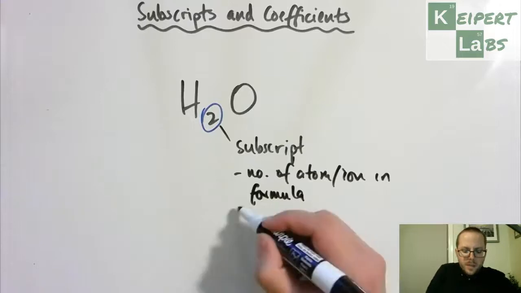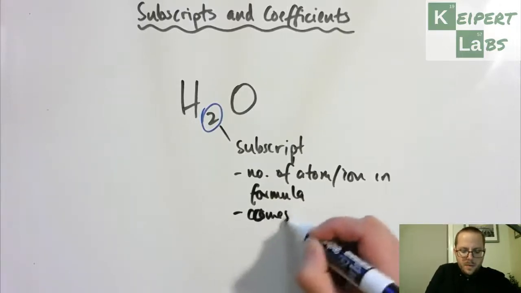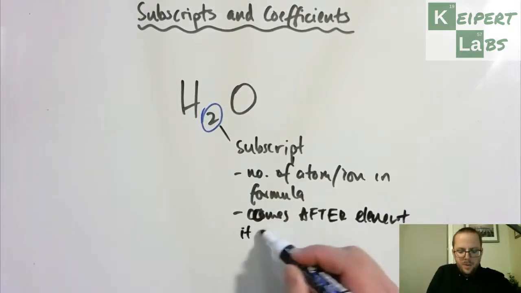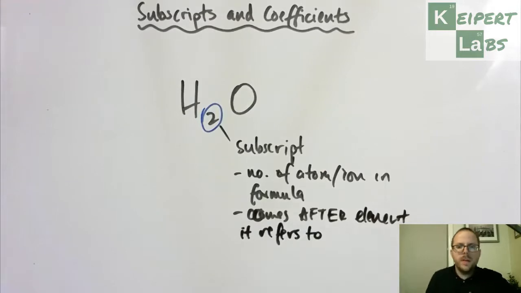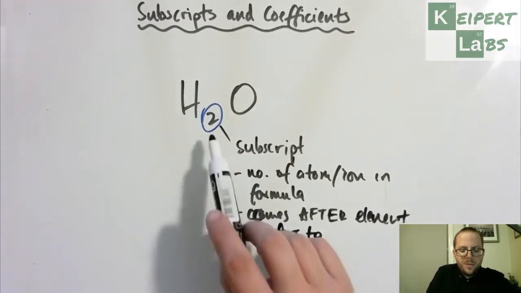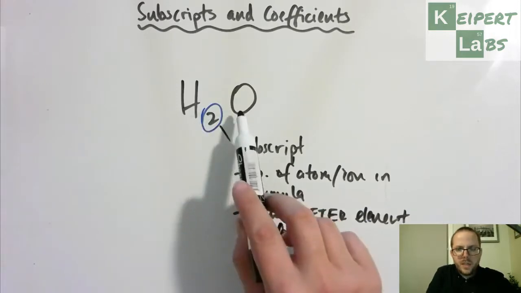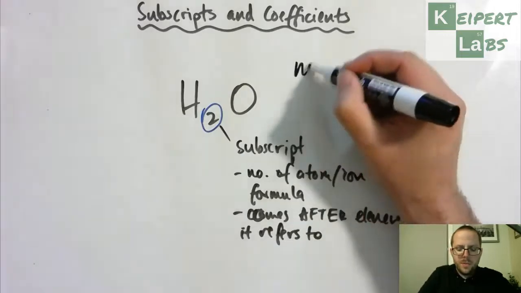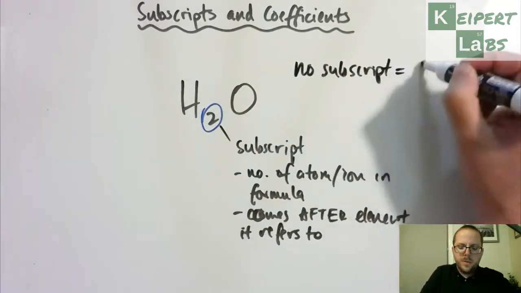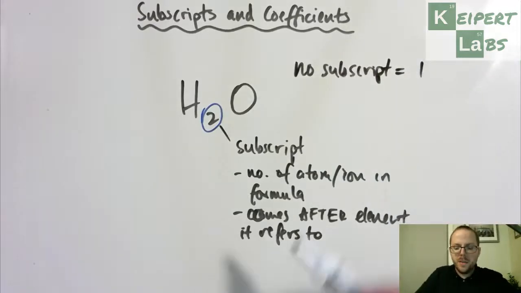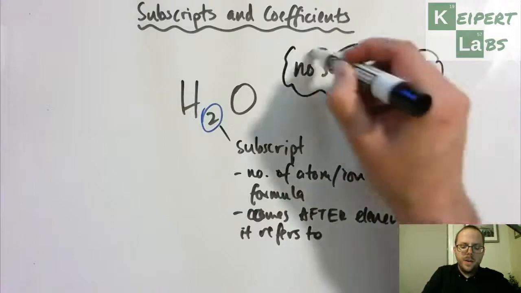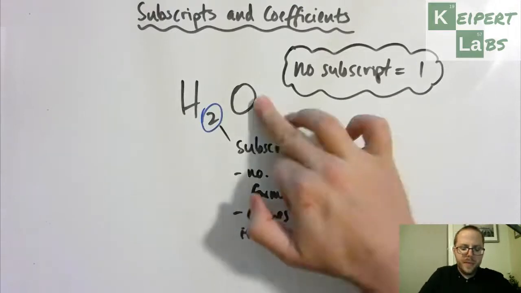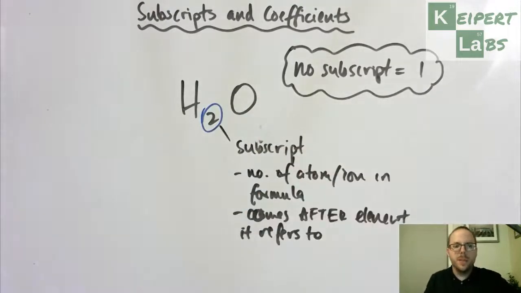Okay, it comes after the element it refers to. So the 2 here refers to the hydrogen and not the oxygen. That's important to be able to recognize. And also that no subscript equals 1. So if it's written there but there's no subscript, that means that there's only one of that thing there. So in this formula, I don't need to write H2O1. I just know that if I'm not writing any number here, then I'm assuming that it's 1.